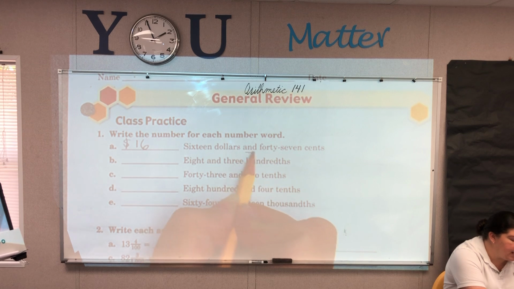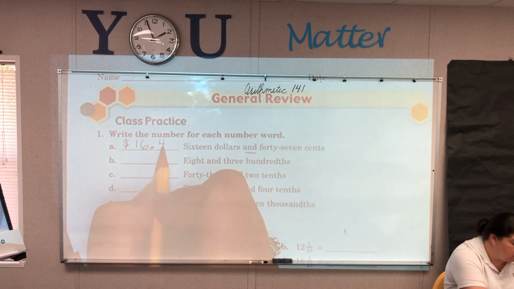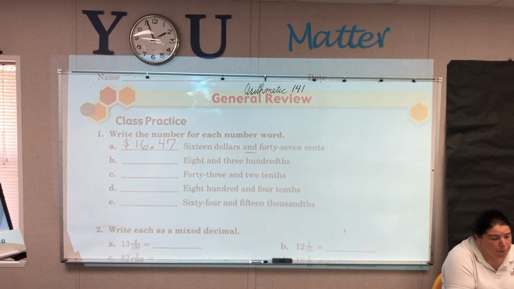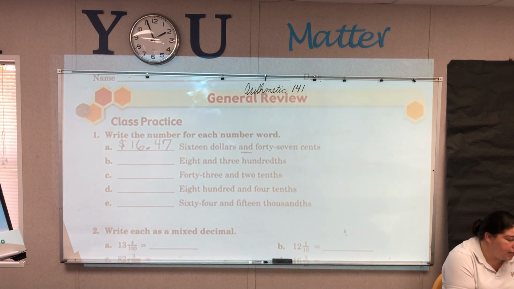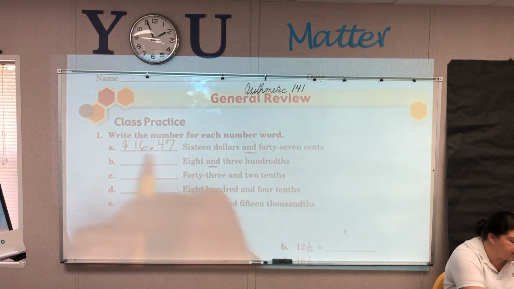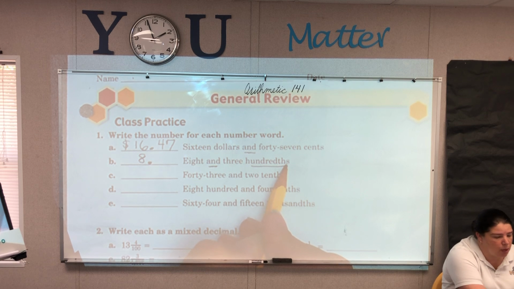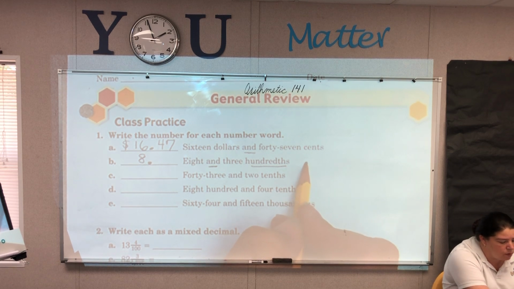Whenever we see the word and, we put a decimal and 47 cents, like so. Again, 8 3/100. Remember that the word and means decimal. So 8 3/100. Now, the word hundredths tells us the place value. How many place values in hundredths? Boys and girls, you need 2 place values.